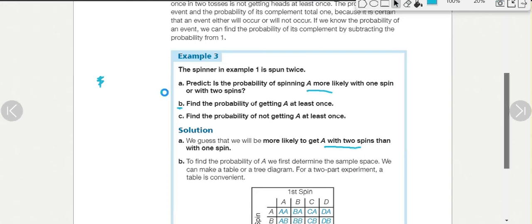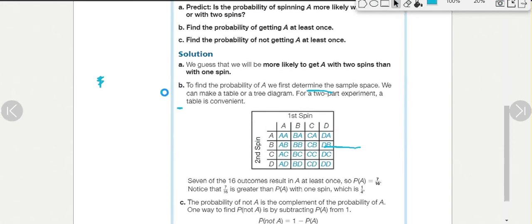You could show A, B, C, D on the first spin, A, B, C, D on the second spin, and do all the combos, right? A and A, then A and B, and so on. You keep listing these, and then you count up how many of these have an A in it, right? 1, 2, 3, 4, 5, 6, 7 out of 16. 7 out of 16 probability.